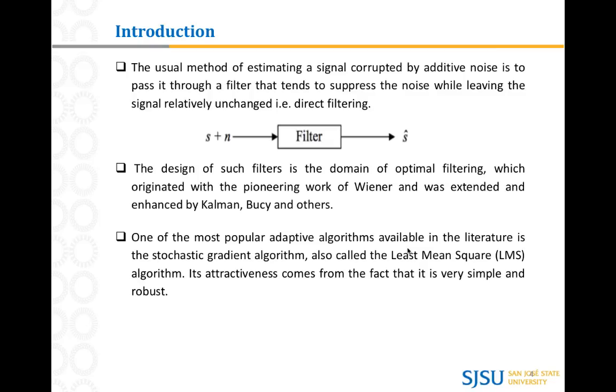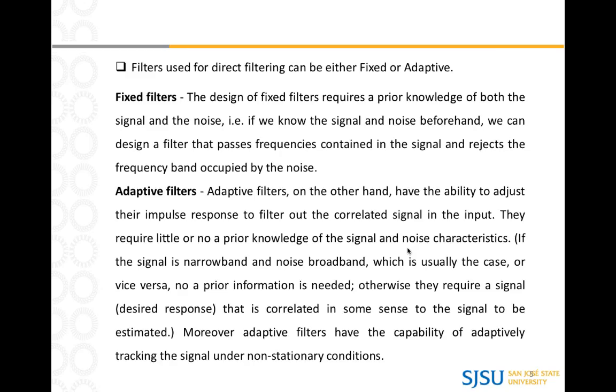The design of such filters is the domain of optimal filtering, which originated with the pioneering work of Wiener and was extended and enhanced by Kalman, Bucy, and others. That's the reason we have filters called Kalman filters, Kalman-Bucy filters, and so on. One of the most powerful as well as popular adaptive algorithms available in the literature is the stochastic gradient algorithm, also called the least mean square algorithm. Its attractiveness comes from the fact that it is very simple and robust.